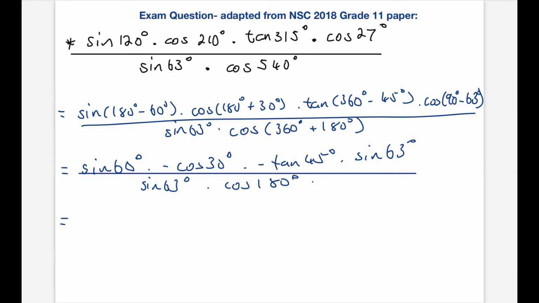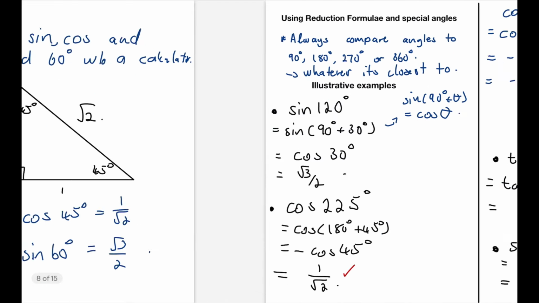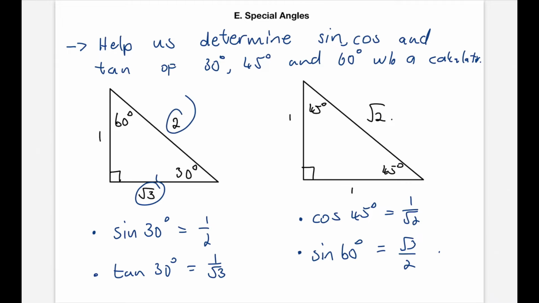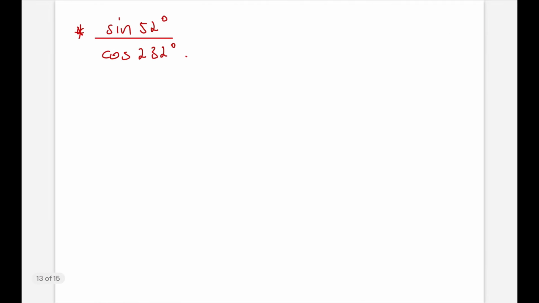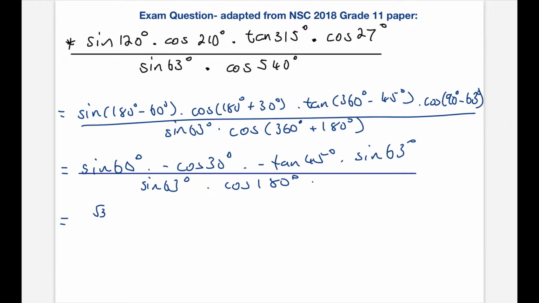Now, the sine 60, according to our special angles, is root 3 over 2. So we have root 3 over 2 multiplied by negative cos of 30. Now, negative cos of 30 is also root 3 over 2. And negative tan 45 is negative 1. And this sine 63 can cancel with that sine 63. So what I have in my numerator is this. And in my denominator, I have cos 180.